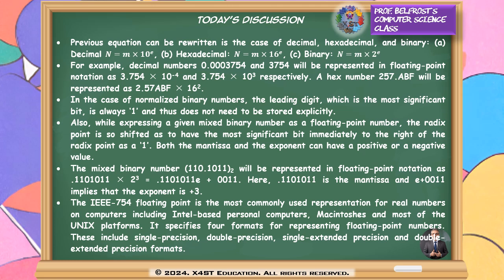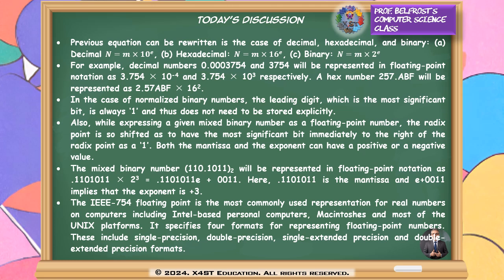The mixed binary number, for example 110.1011 binary, will be represented in floating point notation as 0.1101011 times 2 cubed, which equals 0.1101011 with the exponent raised to the power of plus 011. Here, 0.1101011 is the mantissa, and the exponent plus 011 implies that the exponent is plus 3, okay? This binary 011 equals 3 in decimal.